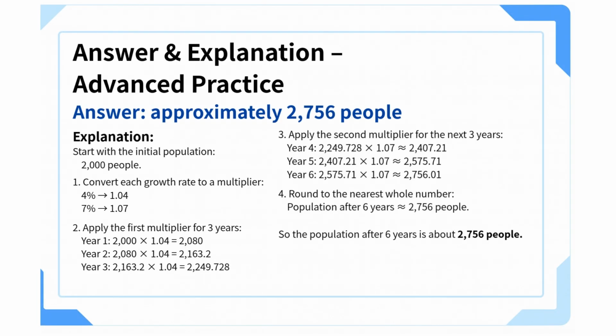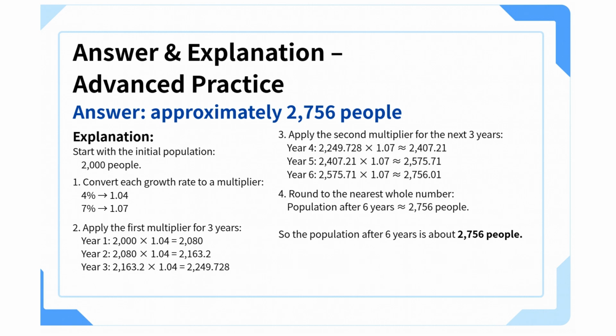Let's carefully walk through this advanced exponential growth problem. The town starts with a population of 2,000 people. For the first 3 years, the population grows by 4% per year. A 4% increase corresponds to a growth multiplier of 1.04. We apply this multiplier 3 times. After year 1, the population is 2,000 times 1.04, which equals 2,080.